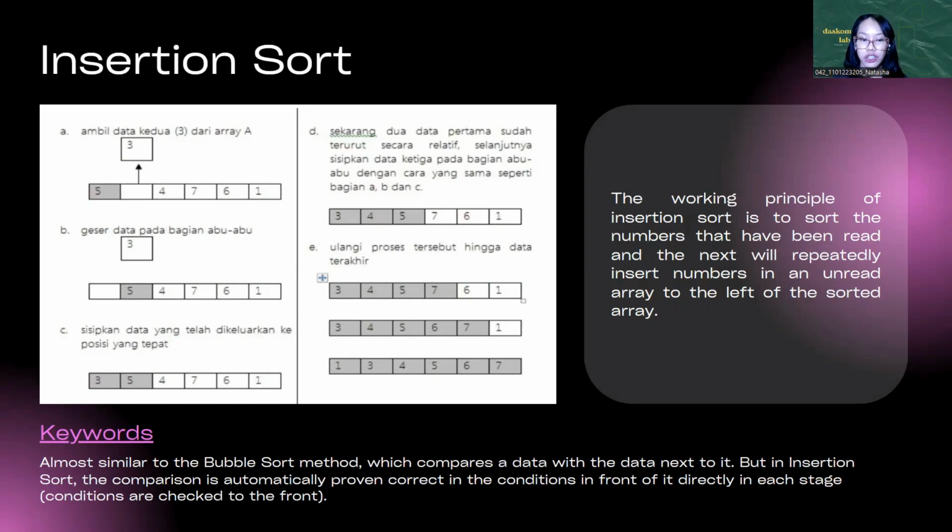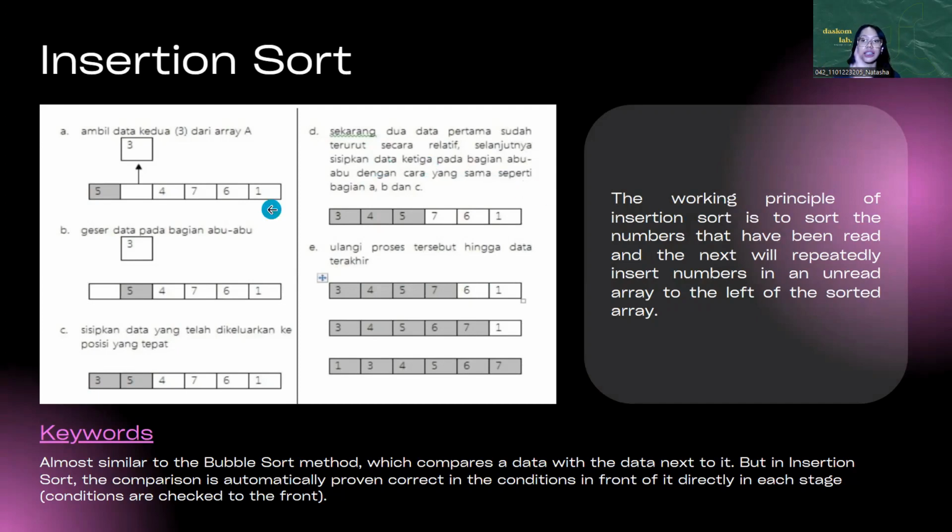If you notice, it is almost similar to the bubble sort method, which compares data with the data next to it. But in insertion sort, the comparison is automatically checked against the condition in front of it, directly at each stage, or conditions are checked in the front.